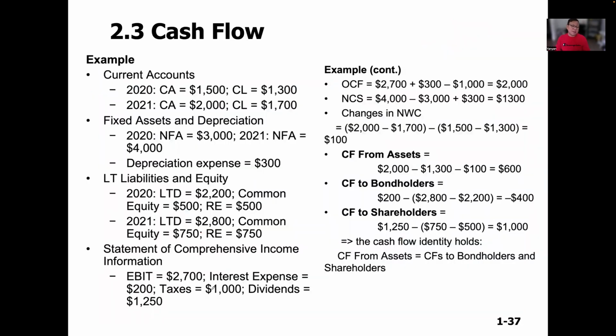Okay, now let's work on this. We have current asset information for 2 years, fixed asset depreciation for 2 years, long-term liability and equity for 2 years, and statement of comprehensive income information. So that's EBIT, interest expenses, tax, dividend. So the example first is, let's work on OCF, operating cash flow.